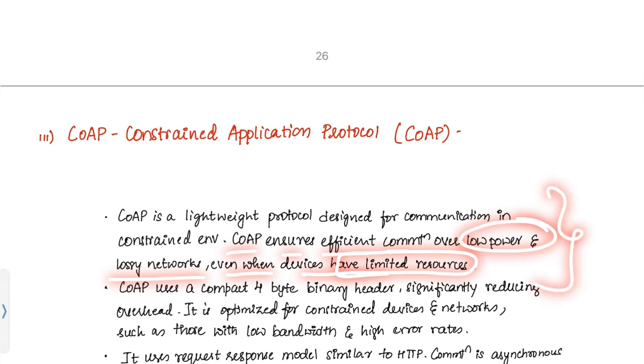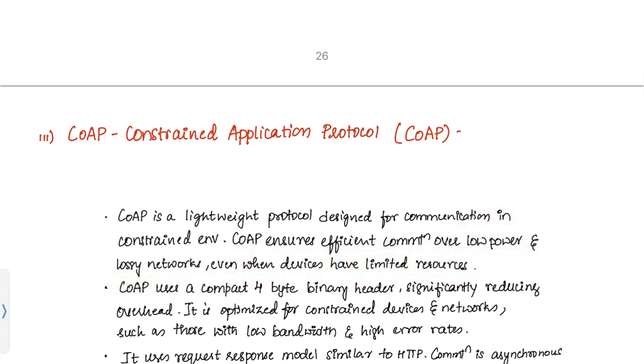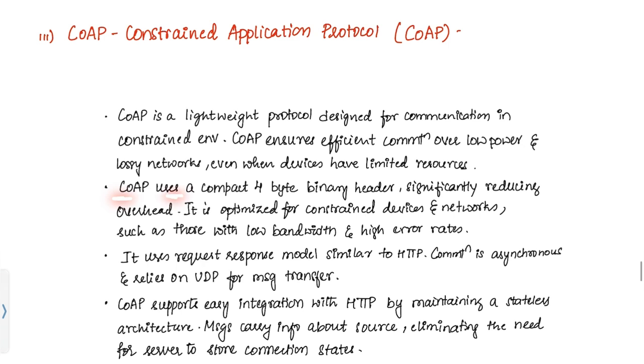Again, speaking about the constrained networks and constrained devices. CoAP will make use of a compact 4-byte binary header, significantly reducing the overhead. So this again speaks about the lightweight design. It is optimized for constrained devices and networks such as those with low bandwidth and high error rates. That's what constrained devices and constrained networks they have highlighted here.